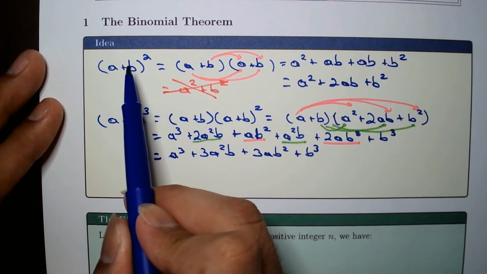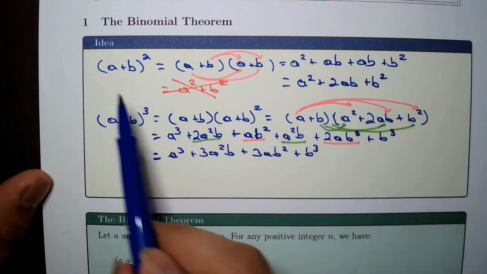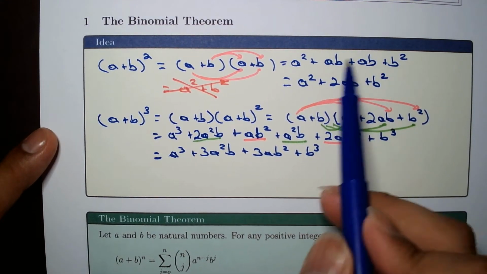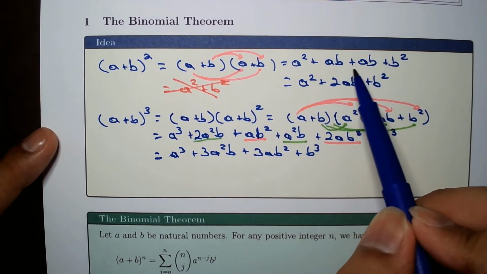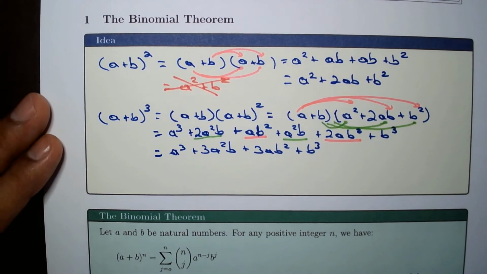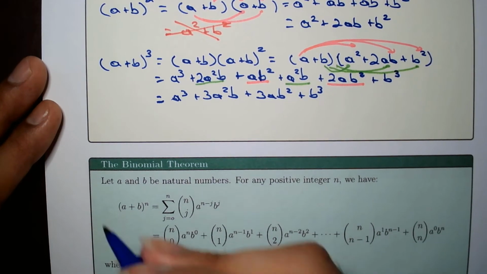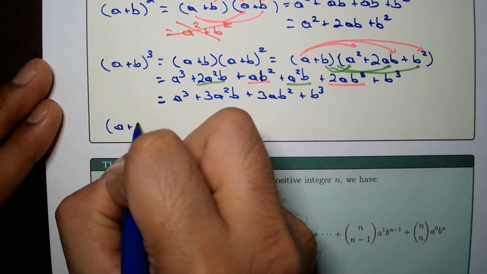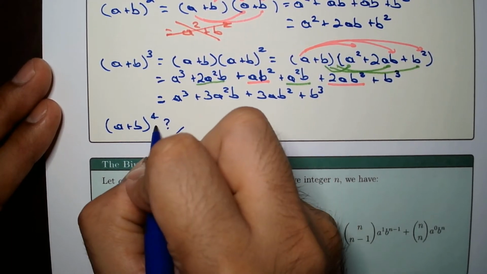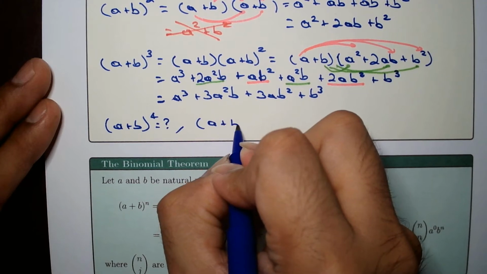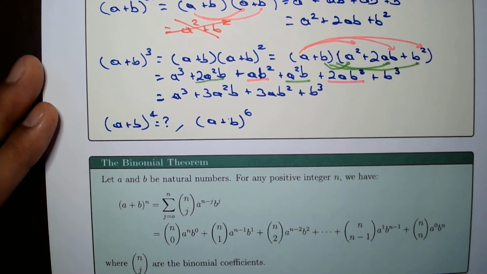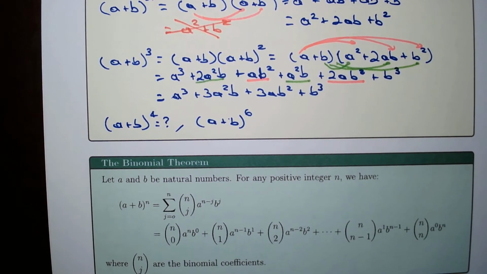Doing the binomial square, that's something we did very often during the semester, and it was much shorter to do. But the binomial cube took a little longer. What if you want to do a plus b to the fourth power? What about a plus b to the sixth power? Do you want to FOIL this six times? That may not be that practical.